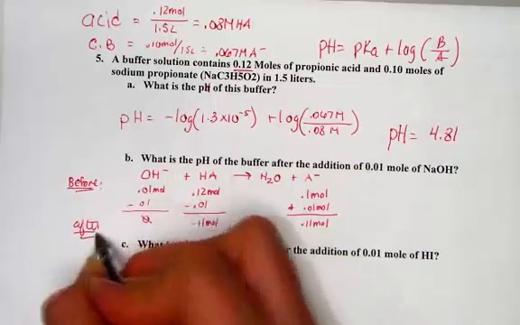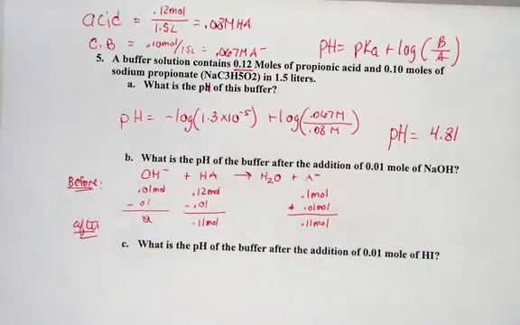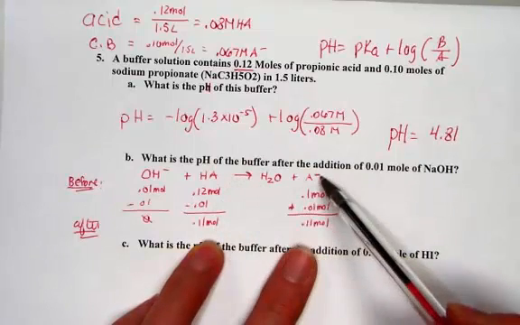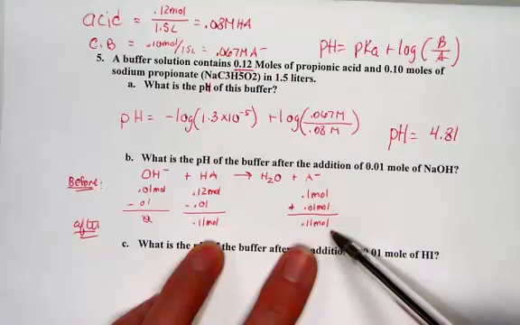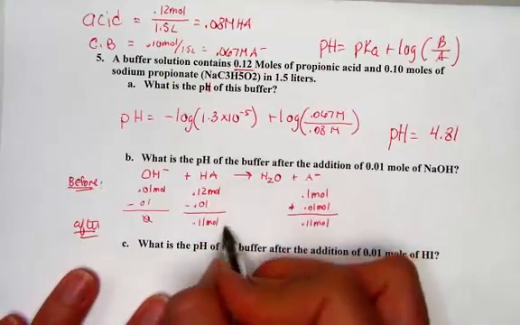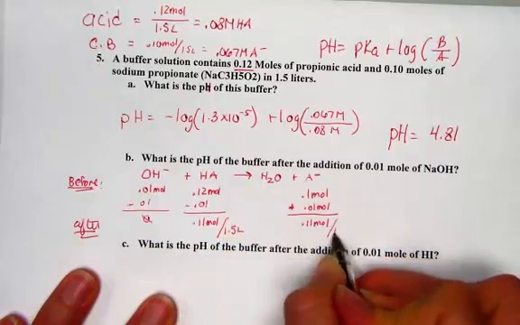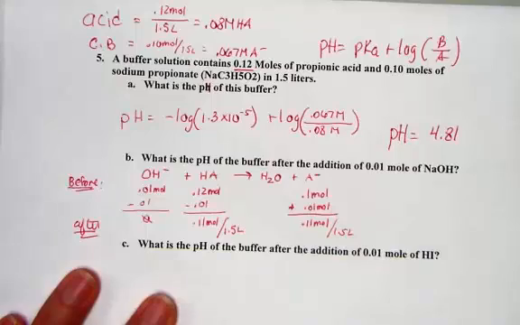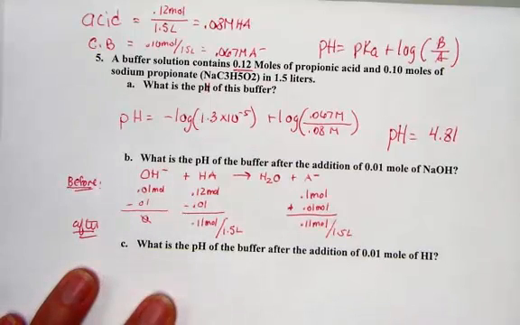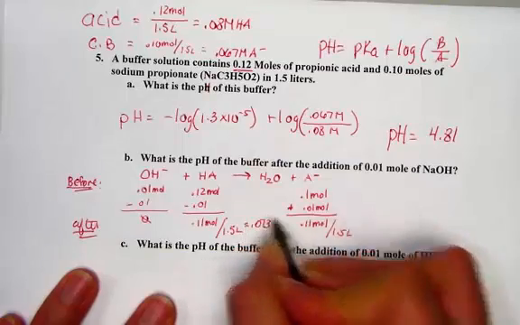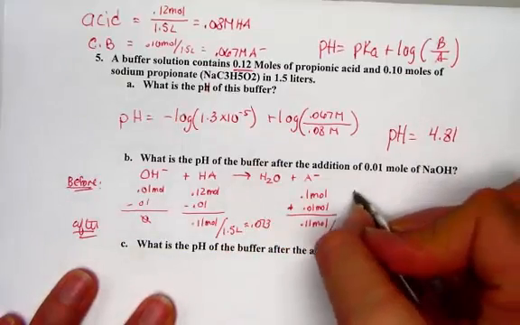So after the strong base has been added, we now see the number of moles of acid to be 0.11, and the moles of its conjugate base also to be 0.11. When we place this into the Henderson-Hasselbalch, we need the molarity units. So we'll need to remember to divide out the 1.5, although we're seeing that this will cancel out, but we'll show the work. 0.11 divided by 1.5 gives us a molarity of 0.073 for both the acid and the base.